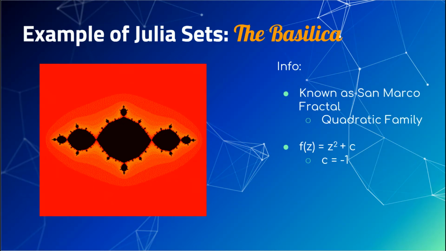One example of Julia sets is called the basilica. A filled Julia set for the function z squared minus 1, so c equals negative 1, is called the basilica because of its resemblance to St. Peter's Basilica. It is also known as the San Marco fractal. Orbits of points in the interior of the filled Julia set are attracted to the 2 cycle, while orbits of points outside escape to infinity.